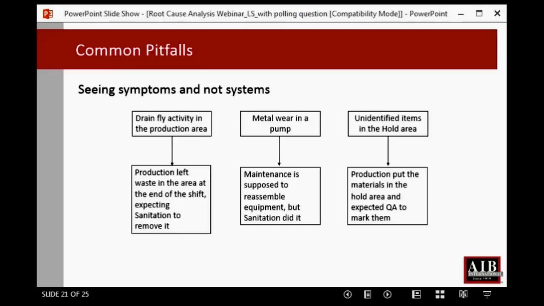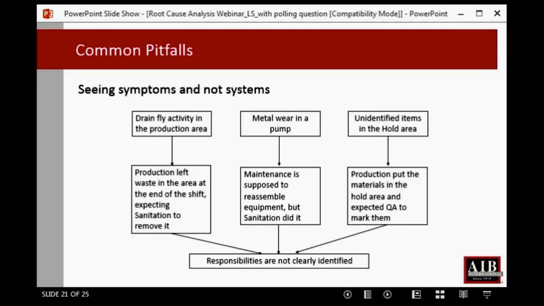Unidentified items in the hold area. This is where production put the materials in the hold area and expected QA to mark them. So again, just not looking at the system, but drilling down to make sure we get to the issue. And really what it was is that the responsibilities were not clearly defined in the procedures, and in some cases, people may or may not have been trained properly.